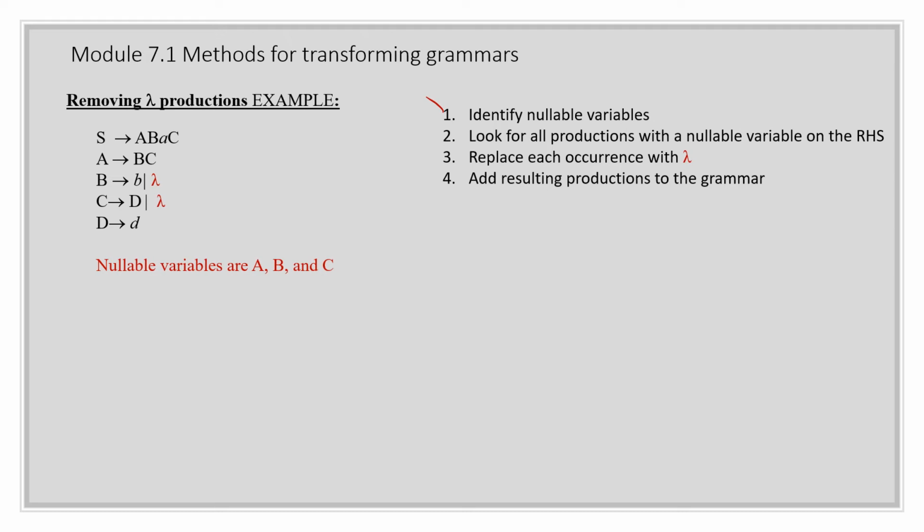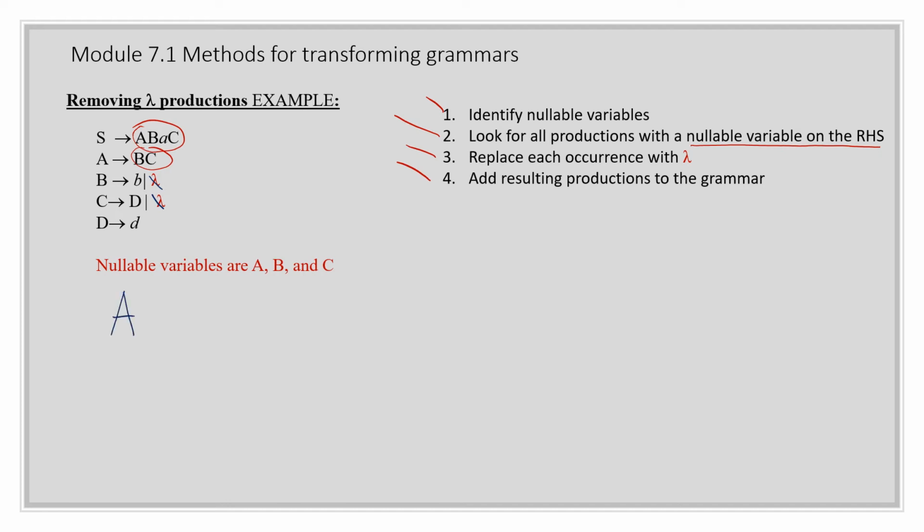Then we're going to look for any productions with nullable variables on the right-hand side. This production has nullable variables on the right-hand side, and this production has nullable variables on the right-hand side. Then you need to replace each occurrence with lambda, and then add those resulting productions to the grammar. I'm going to pick a different color. So let's get started. We're going to remove these, right? Those productions will be removed. Lucky for us, we only have 2 productions with that, so we'll do the easier one first.